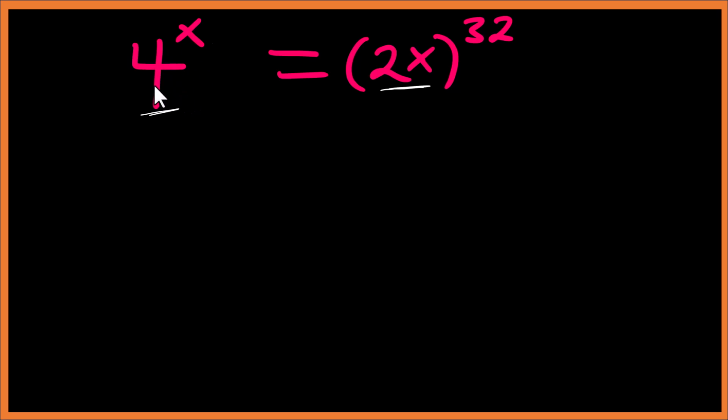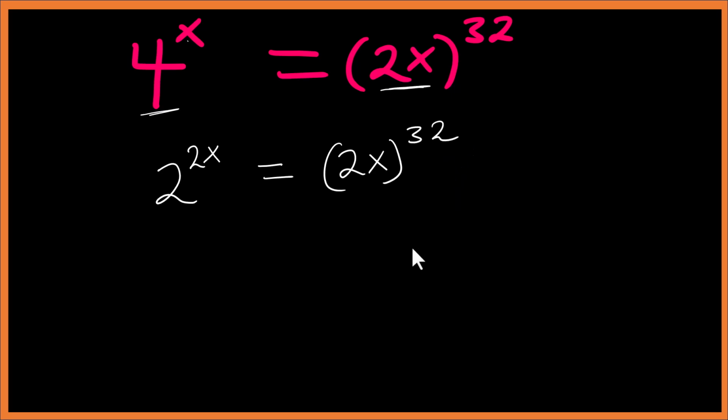Now let's write 4 as 2 to the power 2. So we have 2 to the power 2 here. And don't forget that we have x over there. Alright, so we have 2x here, so that will make this side 2x raised to 32. Now, don't forget 2x.